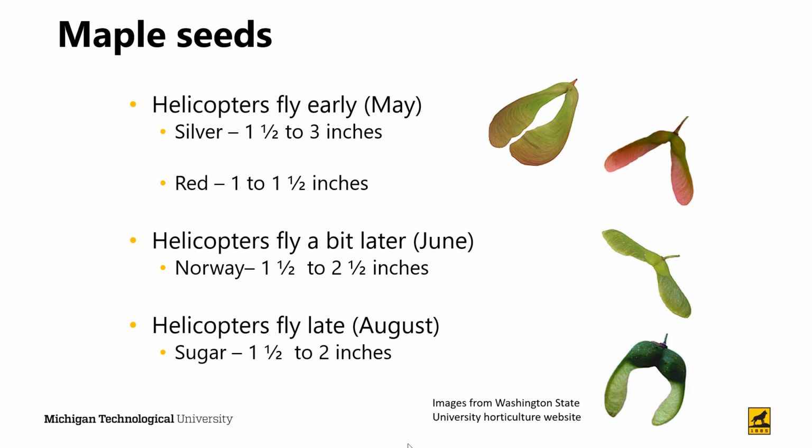The seed helicopters are also useful in identifying the maples. Silver maple has the biggest helicopters, up to 3 inches in length, that form in tight V-shaped angles, and they fly early in the growing season. Red maple helicopters fly pretty early as well, but they are typically smaller than silver maple seeds. Norway maple has fairly large helicopters that form in wide-angled pairs. They fly in early to midsummer. And sugar maple helicopters fly later than the others, and they form in U-shaped pairs.